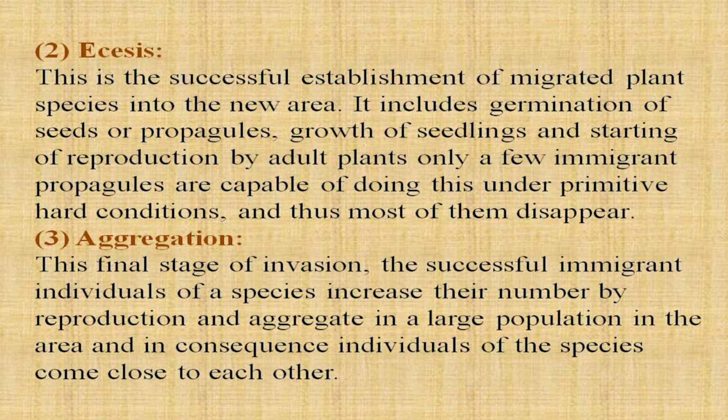Then aggregation, this is the third stage. In this final stage of invasion, the successful immigrant individuals of a species increase their number by reproduction and aggregate in a large population in the area, and in consequence individuals of the species come close to each other.